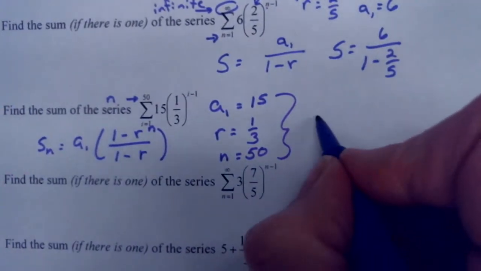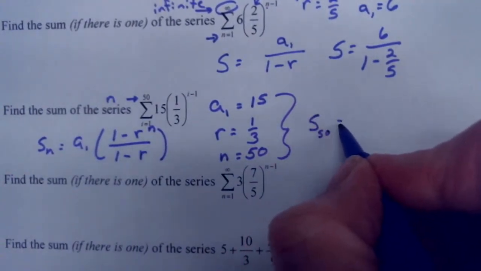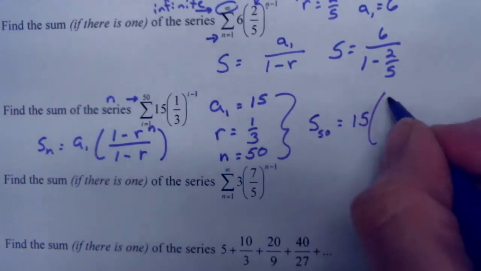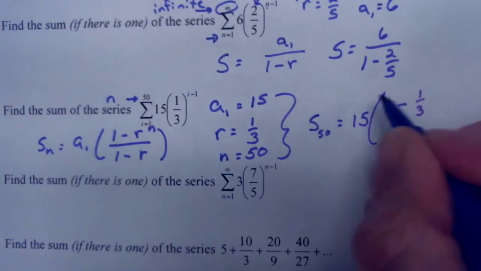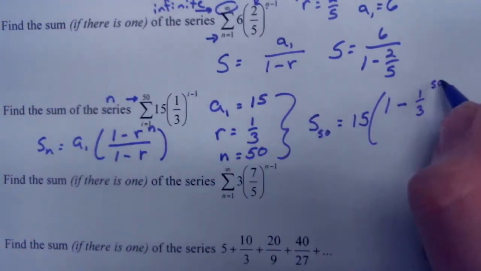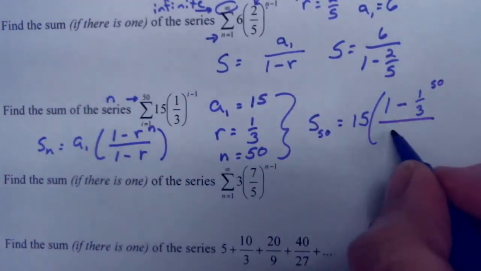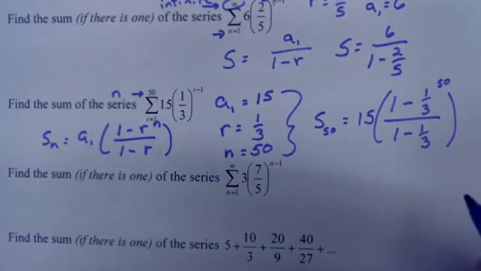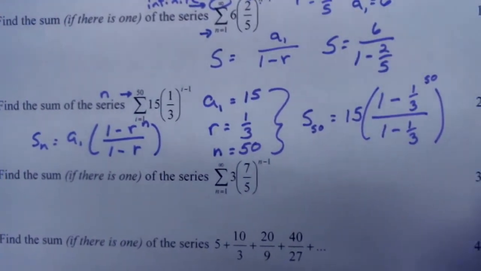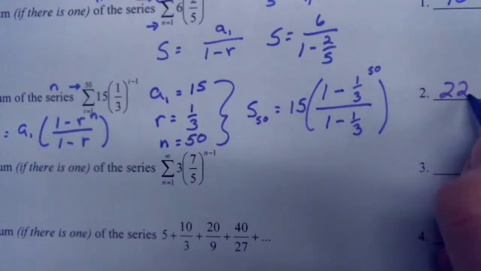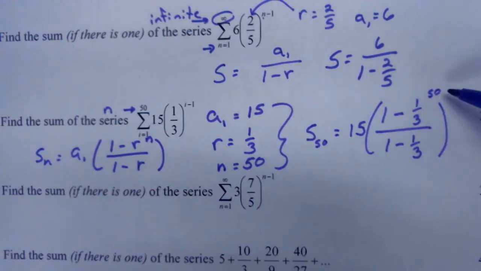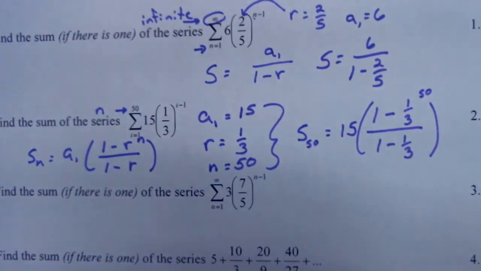When you do that, the sum of the first 50 terms is going to equal first term 15 times 1 minus r, which is 1/3 to the 50th power, all that divided by 1 minus r, which is 1/3. Okay, be super careful putting this into your calculator. Make sure when you're done, you end up with something very close to 22.5. I suggest putting the 1/3 to the 50th power in first. You get a good approximation for that.